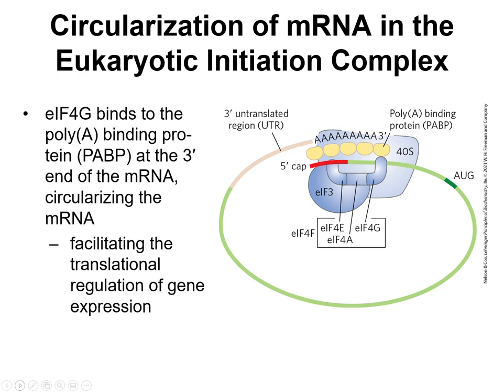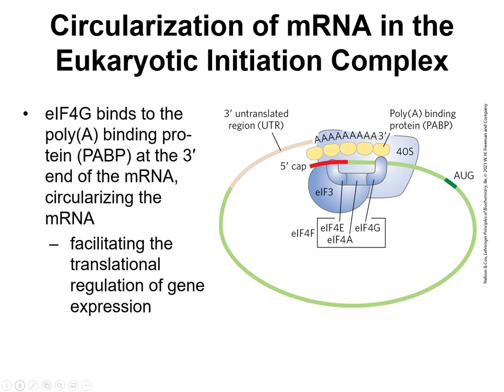One of the major differences in this whole protein synthesis process is that in eukaryotes, we actually circularize the mRNA. In bacteria, we don't. And you'll see later on that the processes of transcription and translation in bacteria are actually coupled, whereas they are not coupled in eukaryotes. So there's another initiation factor, EIF4G, that binds to the poly-A binding protein at the 3' end of the mRNA.